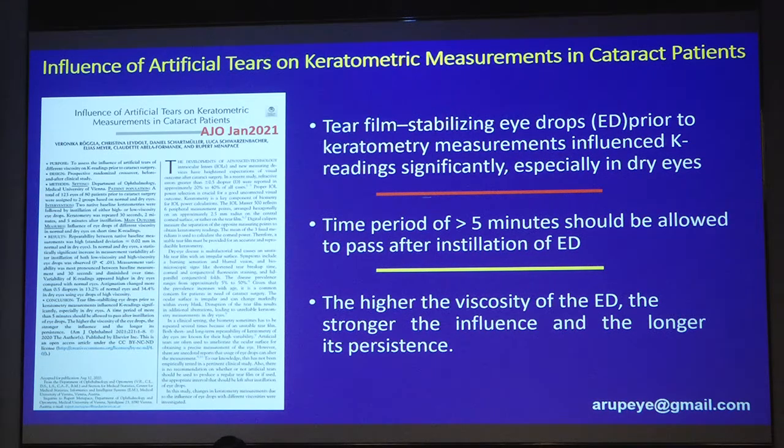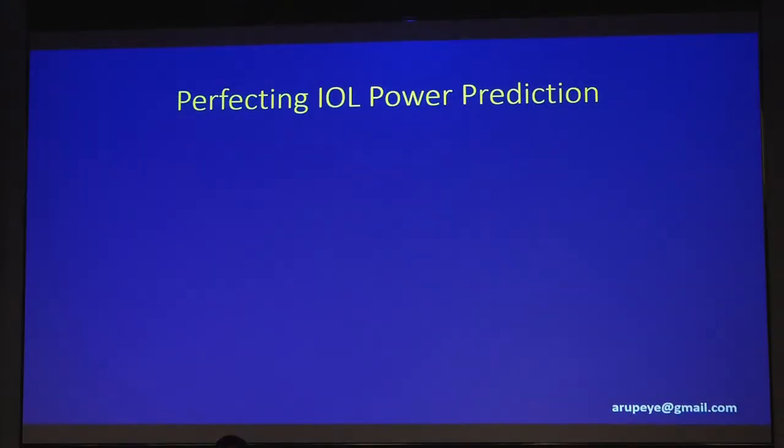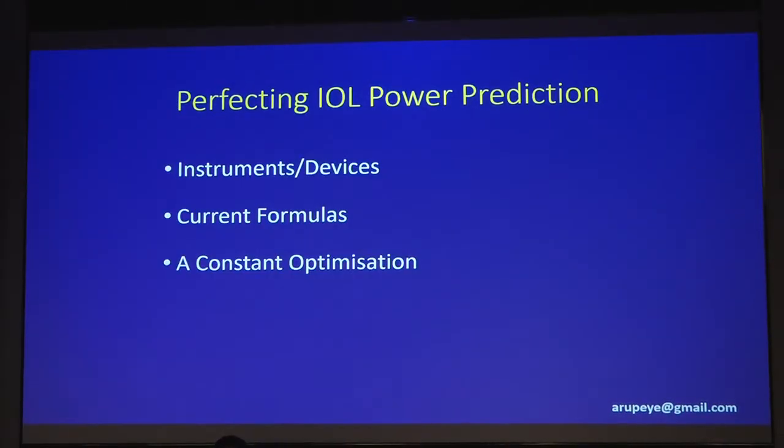Sometimes we use artificial tears if the corneal tear film is not very adequate. Again, this particular study showed that this has the propensity to change the corneal measurements. So if at all you're using an artificial tear, you must wait for 5 minutes before you start your investigation, the corneal workup. And the wait period may be even longer if it is a patient with ocular surface disease, or if you're using a very viscous kind of tear supplement.